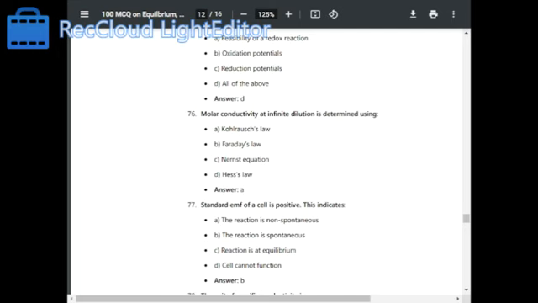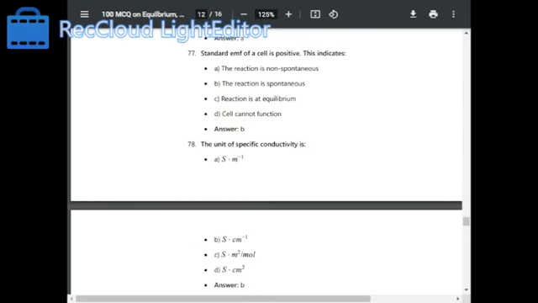Question number 77. The standard EMF of a cell is positive. This indicates: option A, reaction is non-spontaneous; option B, reaction is spontaneous; option C, reaction is at equilibrium; option D, cell cannot function. The correct answer is B, the reaction is spontaneous. Option B is correct.